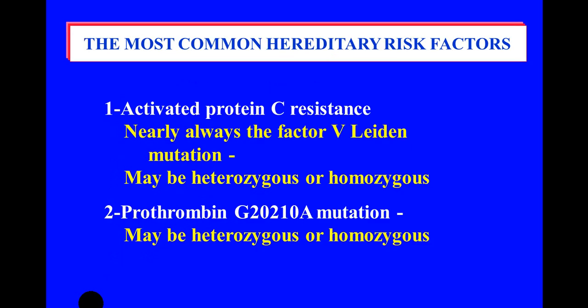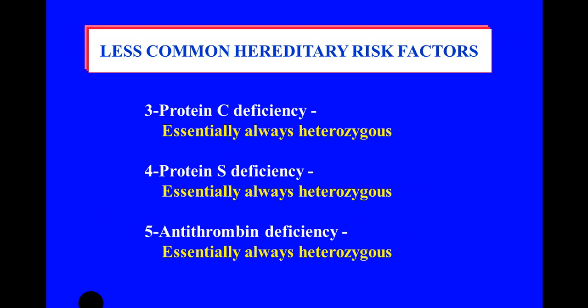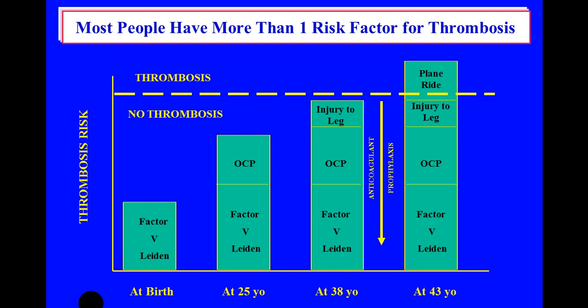The most common hereditary risk factor for thromboembolic phenomena is activated protein C resistance, nearly always the factor V Leiden mutation, which may be heterozygous or homozygous. Prothrombin G20210A mutation may be heterozygous or homozygous. Protein C and protein S deficiency are essentially always heterozygous, and antithrombin deficiency is essentially always heterozygous. Most people have more than one risk factor for thrombosis.